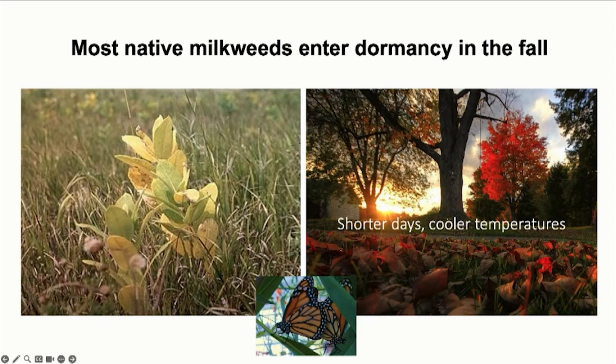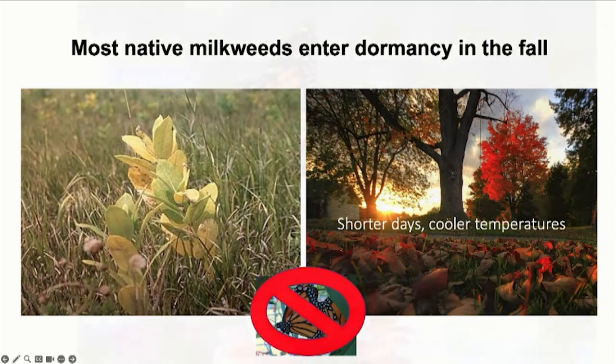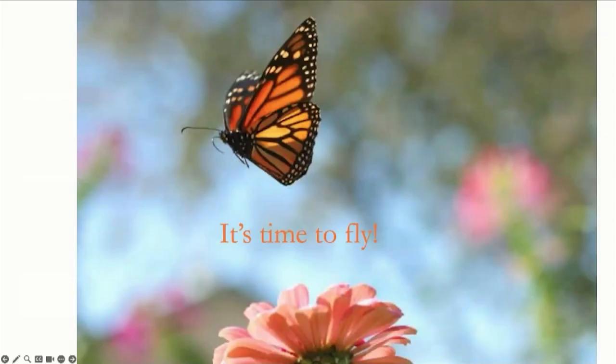So as the days are getting shorter and the temperatures are cooler, monarchs are no longer utilizing the milkweed. They are also getting the message that, hey, winter's coming and we need to stop mating, stop reproducing, and it is time to head to an overwintering site. It's time to fly. Well, with a milkweed that is continuing to produce flowers and provide leaves for females to lay eggs on and for the caterpillars to munch on, they are not getting the message that it is time to fly.